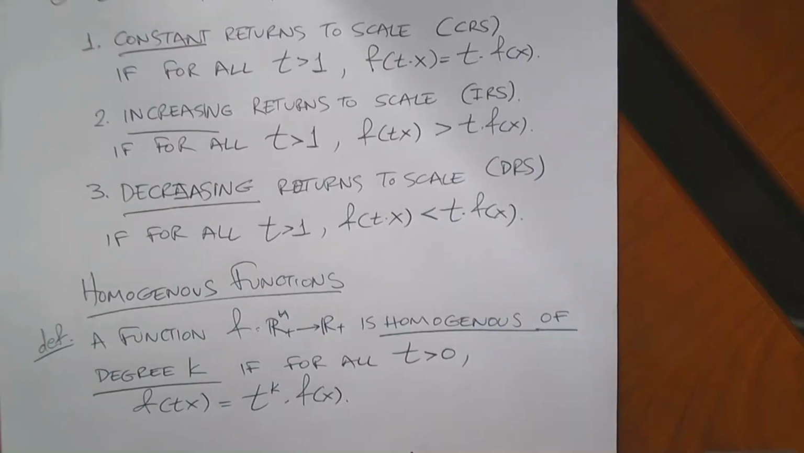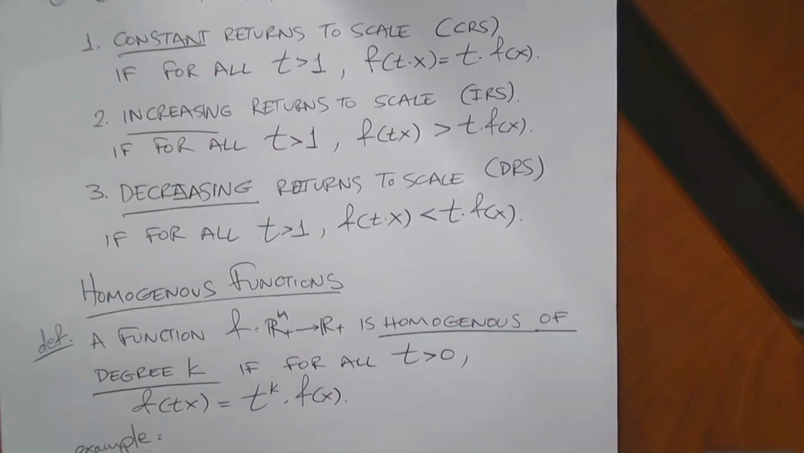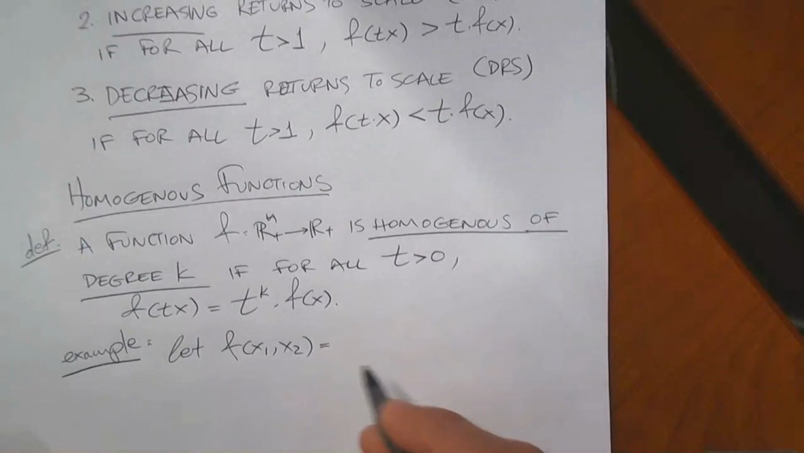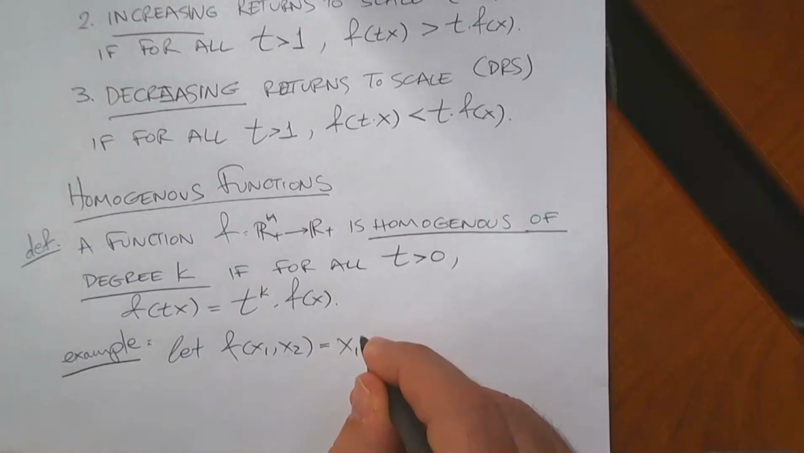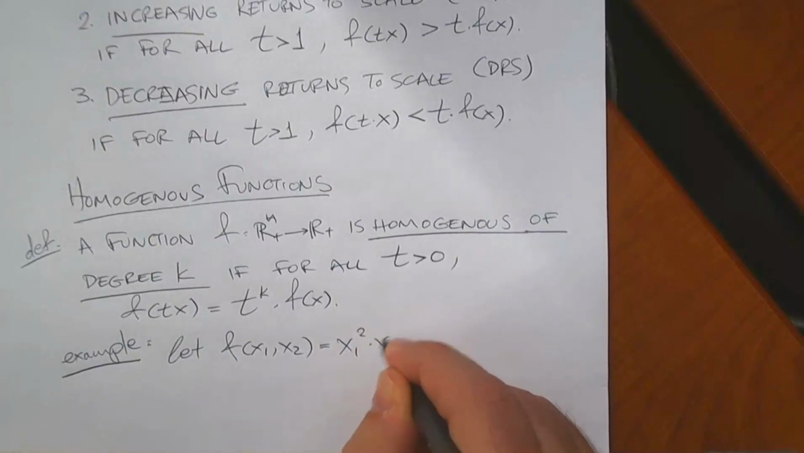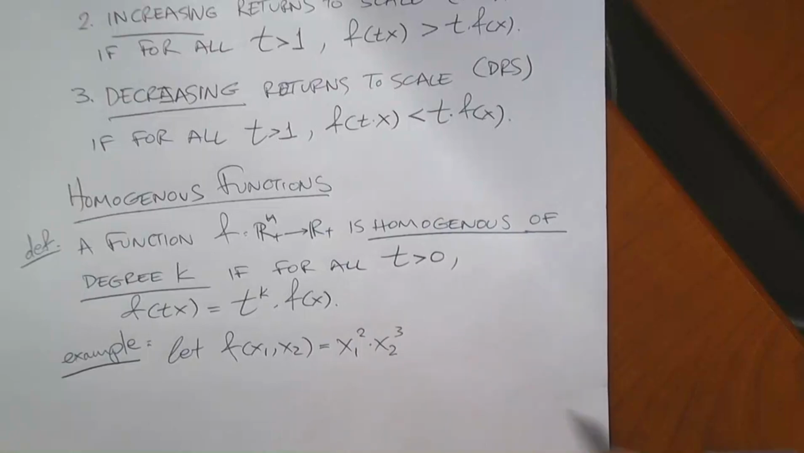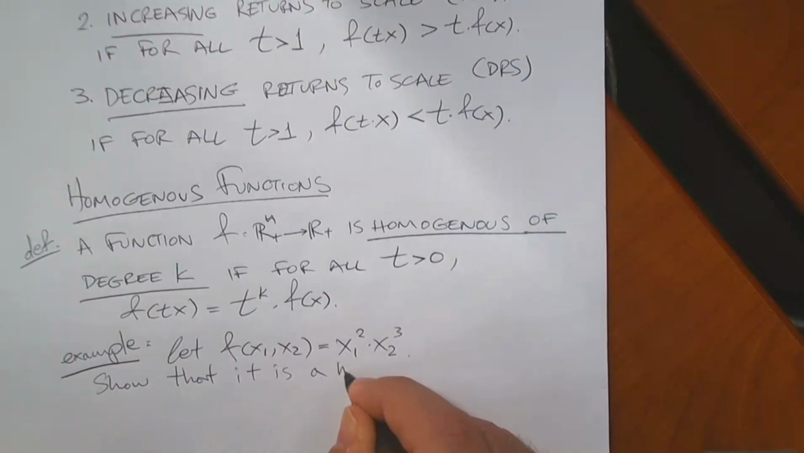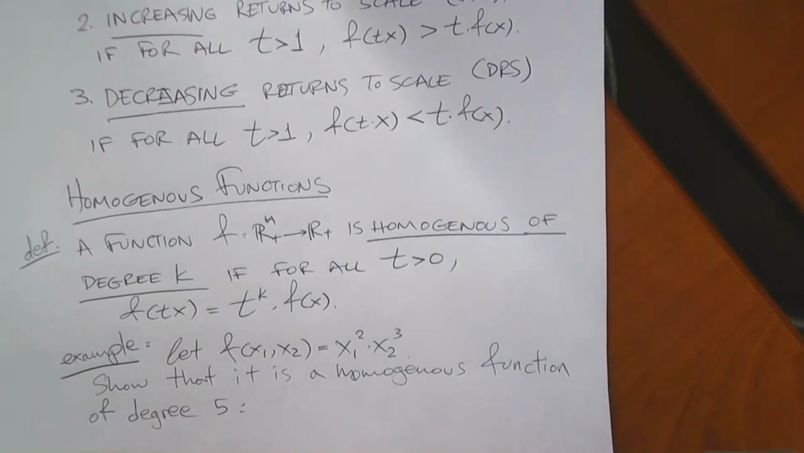So let's see perhaps an example here. The example could be: let function f of arguments x1, x2, you can consider those as inputs, but this applies for things that are not production functions too, be equal to x1 to the power of 2 times x2 to the power of 3. And the question here is: show that it is a homogeneous function of degree 5. How would you do that?